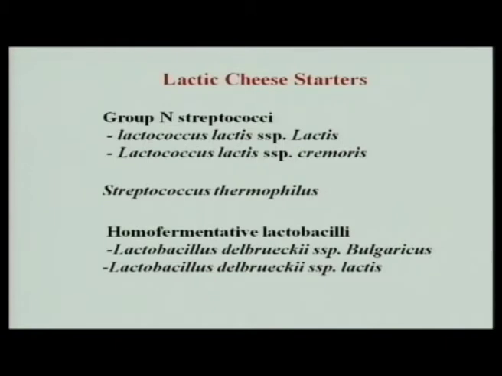These are gram positive cocci which ferment lactose to lactic acid, and they are all homofermentative and produce the L type of lactic acid, whereas Streptococcus thermophilus is the thermophilic coccal organism which produces lactic acid, and homofermentative lactobacilli belonging to Lactobacillus delbrueckii. There are two subspecies of this, Lactobacillus delbrueckii subspecies bulgaricus and Lactobacillus delbrueckii subspecies lactis.